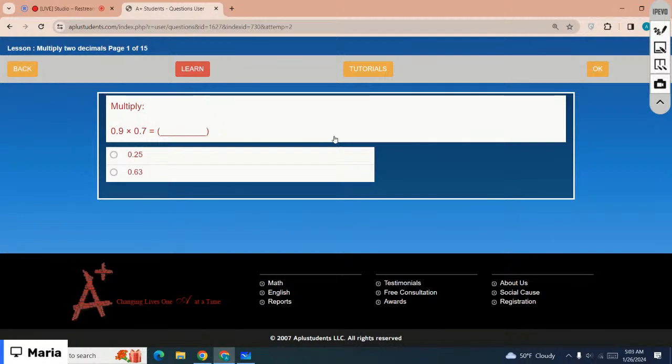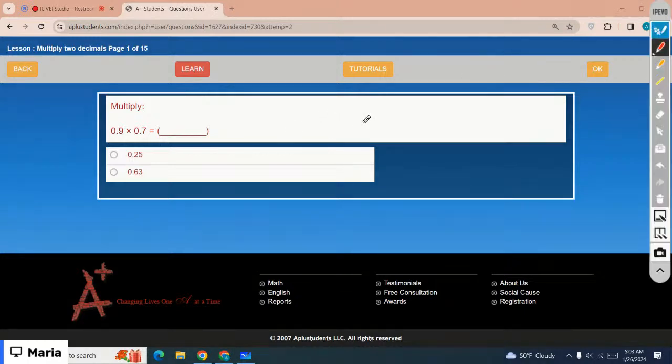The first one is multiply 0.9 times 0.7, right? Multiply them without decimal. 9 times 7 is 63, right? You have one decimal place here, one decimal place here. That means the answer must have two decimal places. So you need to move the decimal point from here to here. It is 0.63. The correct option is option number 2. Very good. Got it? The correct option is option number 2, that is 0.63.